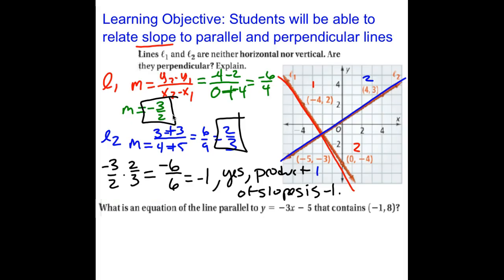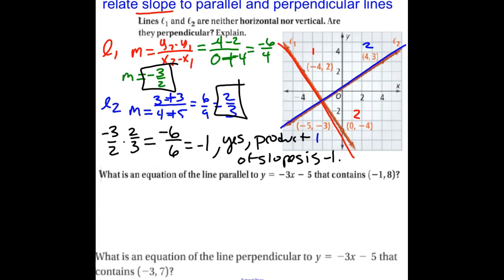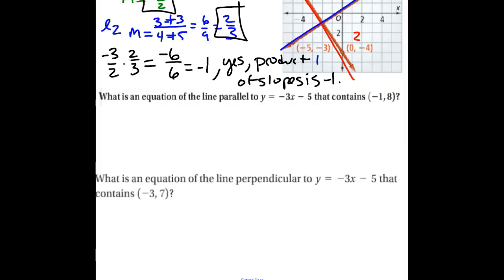Now, in order for two lines to be parallel, they no longer have opposite reciprocal slopes, or product of slopes is -1. Their slopes are going to be exactly the same. So here they have an equation of a line, and we're supposed to write the equation of a line parallel that has a point. So it says, what is the equation of the line parallel to y equals negative 3x minus 5 and contains this point?